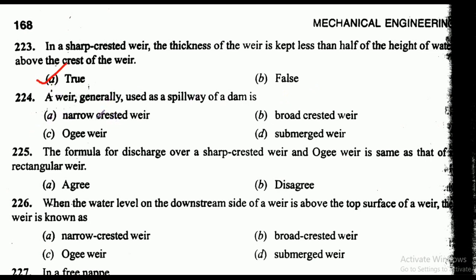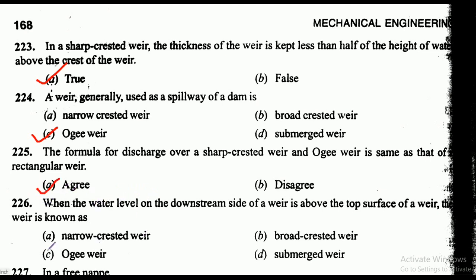Next, a weir generally used as a spillway of a dam is. Here, friends, these are the options, and here the correct answer is option C, that is Ogee weir. Next, the formula for discharge over a sharp crested weir and Ogee weir is the same as that of a rectangular weir. Here options are agree or disagree. So here this statement is correct. So option A is the correct answer, that is agree.